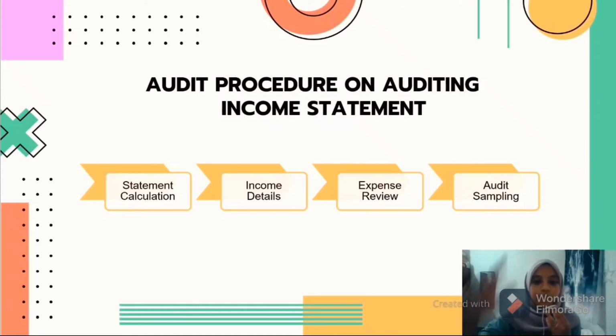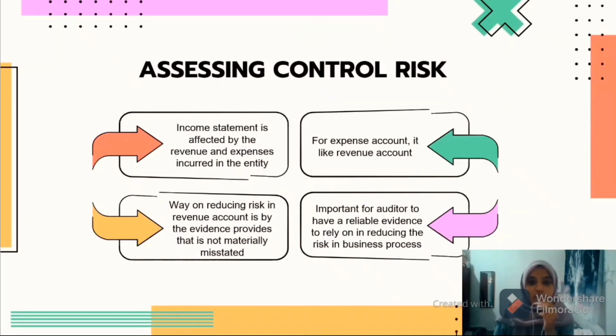So in assessing control risk, the aim for the auditor is to reduce the risk in auditing the business process. It is good to have a better understanding of the client entity's environment, and it is the auditor's responsibility to understand the entity's environment. Auditors must bear in mind that when they are auditing the income statement, they must consider that the income statement accounts are affected by the revenue and purchasing business processes.